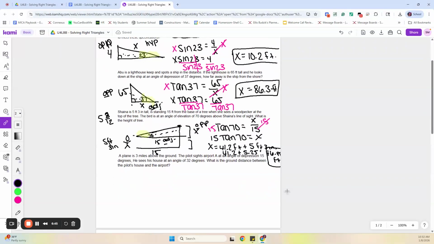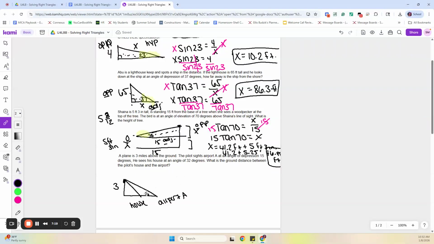And then last one, a plane is 3 miles above the ground. So here's a plane. We're 3 miles above the ground. The pilot sights airport A at an angle of depression of 15 degrees, and he sees the house at an angle of 32 degrees. What is the ground distance between the pilot's house and the airport? For this one, I think we did something similar a little bit ago, but we have basically a house and an airport.